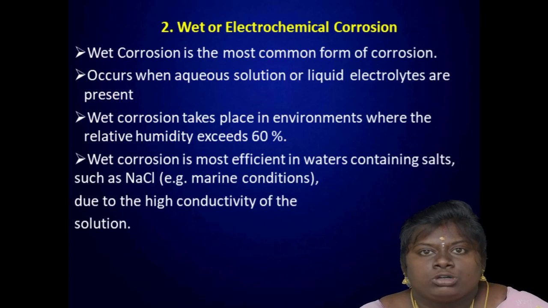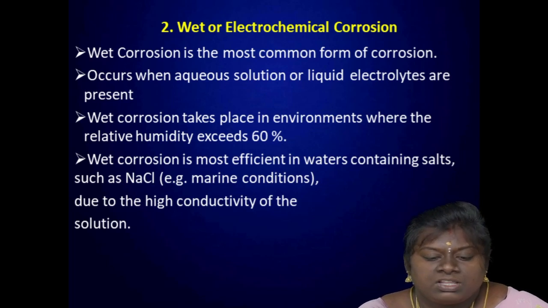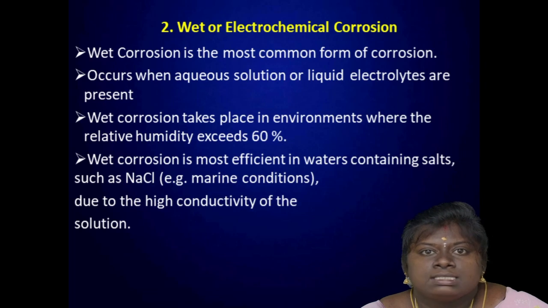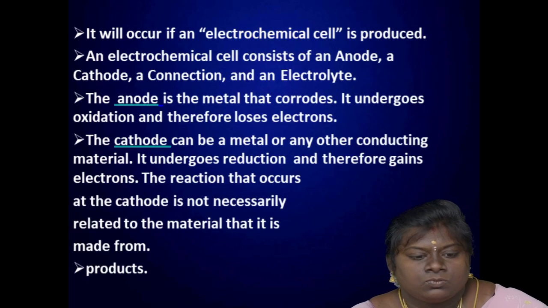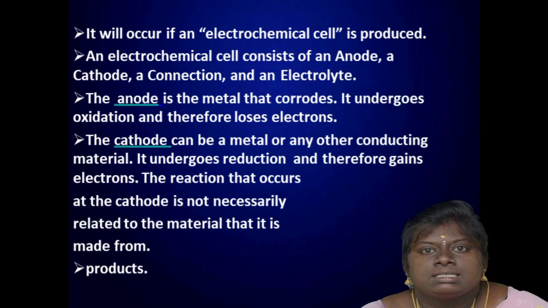The next important type is wet corrosion. Wet corrosion is the formation of corrosion on the metal surface in the presence of aqueous or highly conducting solutions. It takes place in environments with more than 60% relative humidity. Wet corrosion is efficient in the presence of highly conducting solutions; for example, a salt solution such as sodium chloride causes more corrosion. In an electrochemical cell, wet corrosion occurs.